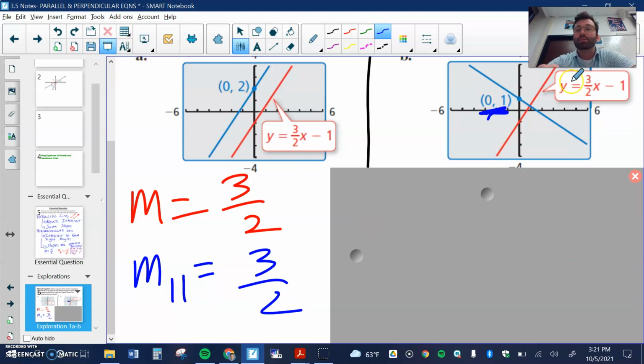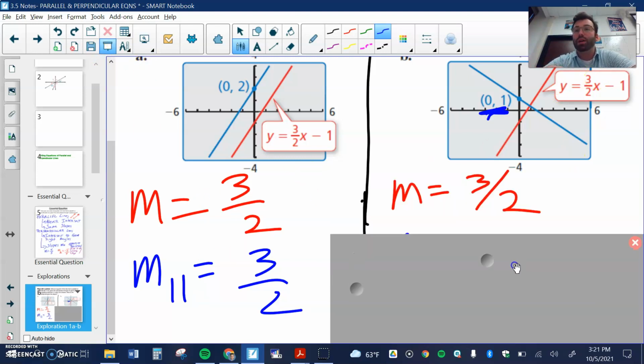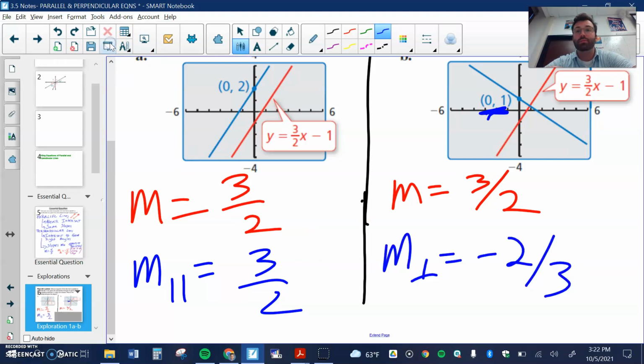This next one, their slope is still the same, but obviously these lines are perpendicular. So since they're perpendicular, I'm going to do the opposite reciprocal, which means I flip my fraction. 3 over 2 becomes 2 over 3. That changes sign to make it negative.